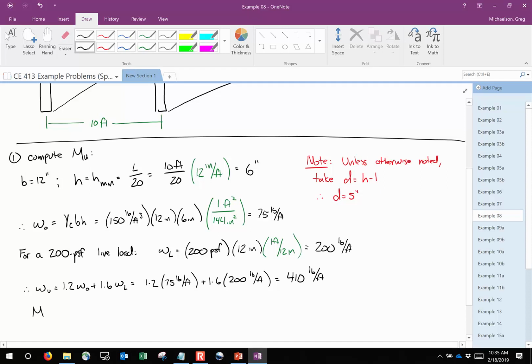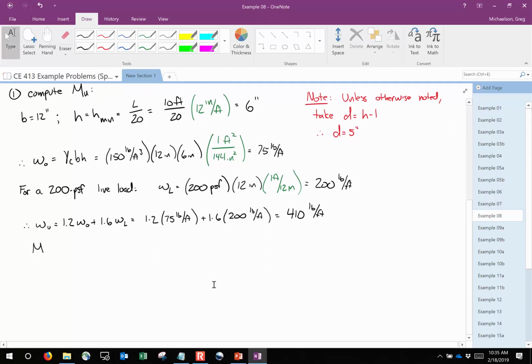Okay, and so MU, here, let me scroll this down a bit. I'm running out of room. MU is W sub U L squared over 8, and so that equals what? Now remember, WL squared over 8 still works because we're still considering it to be a simply supported beam with a uniformly distributed load. So that still is appropriate. 5125. Now what are the units?